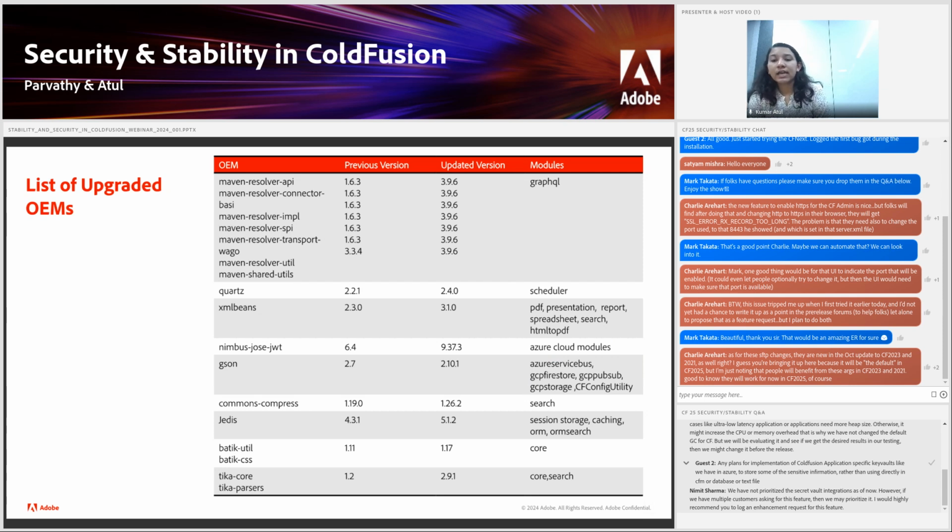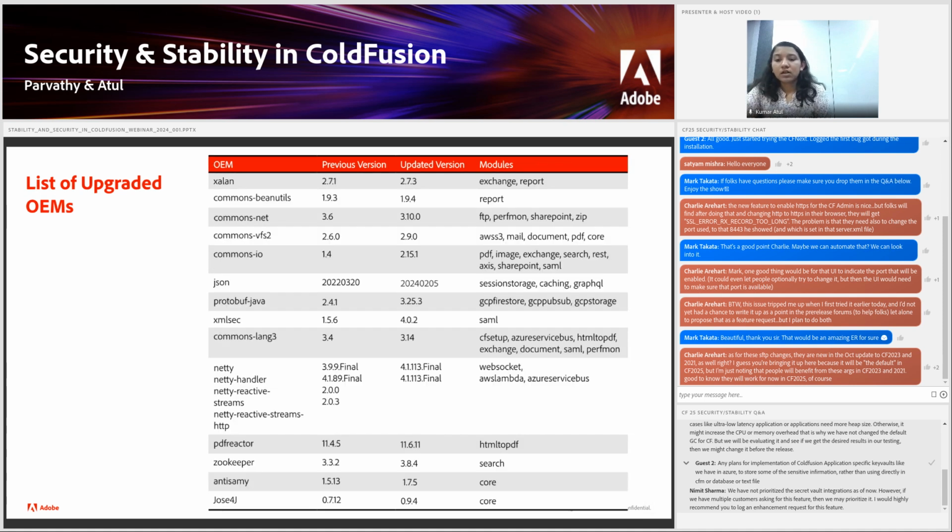The next 4 slides will be an exhaustive list of all the OEMs upgraded. I'll not be going through each and every one of them, but you can view it for reference. I'll skip through them slowly. Here you can see major OEMs like Apache, Tika, and Quartz have been upgraded. Then here also you can see an extensive list of OEMs upgraded.